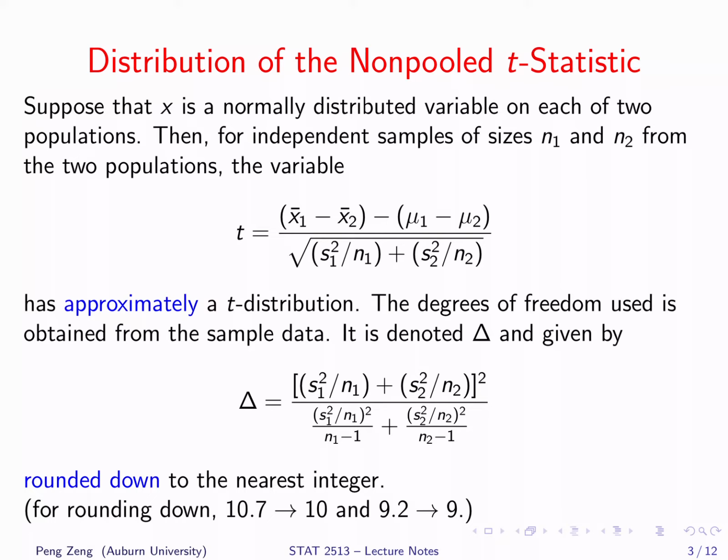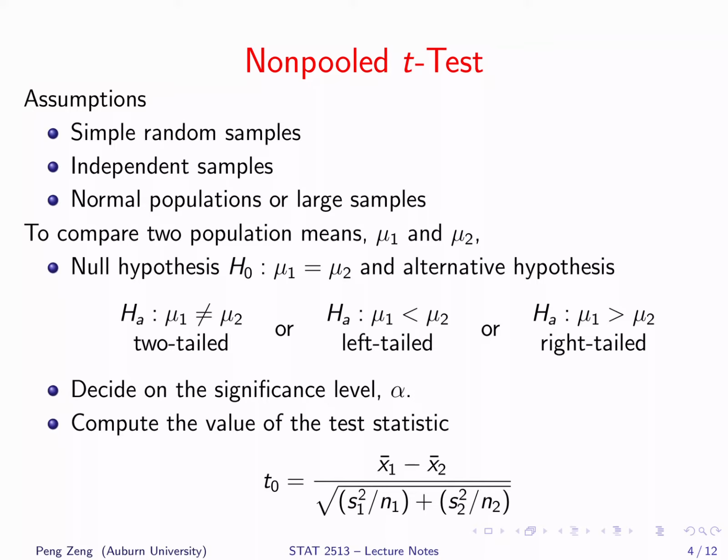By now, you probably understand why we prefer the scenario with equal standard deviations. For scenarios with equal standard deviations, the calculation is much easier. This slide lists the steps for the non-pooled t-test. The assumptions include simple random sample, independent samples, and normal populations or large samples. The assumptions are similar to those for the pooled t-test. The only difference is that the assumption of equal standard deviation is dropped.